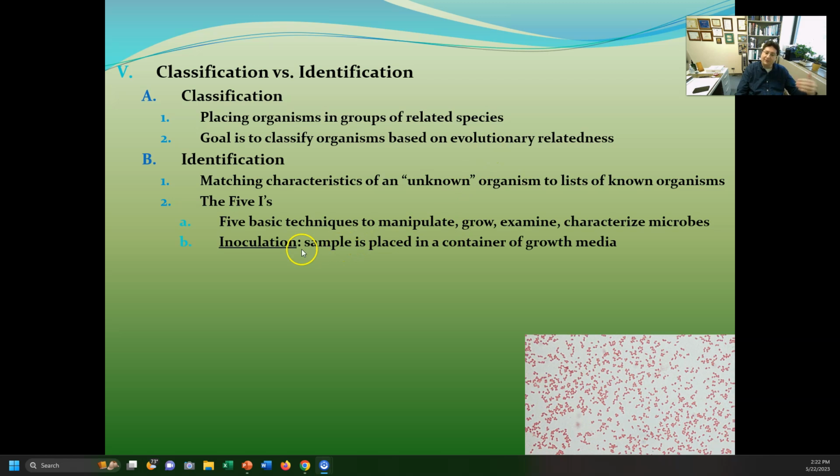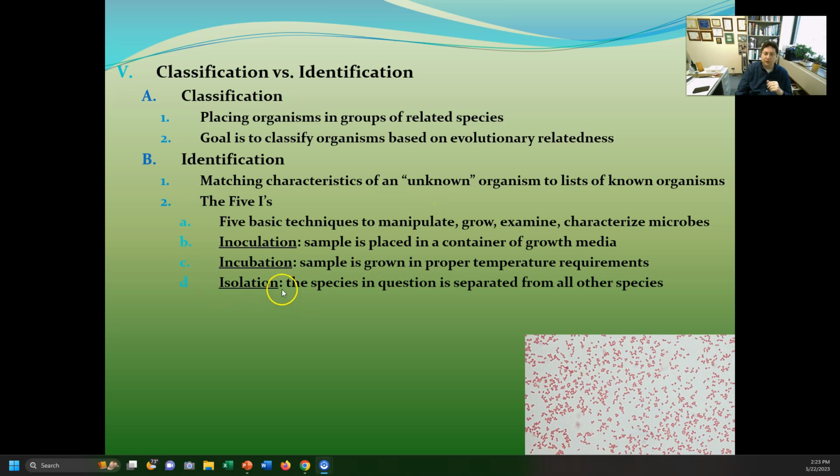So here are the 5 I's in the order that you would use them. Inoculation. First, we're going to take a sample of our unknown and place it into a container that has some material in it on which that unknown bacteria, or whatever microbe it is, can grow. That's called growth media. Then we're going to incubate it. Incubation is I number 2. We're going to let this grow under proper temperature requirements, which are usually a little bit warmer, so we often use an incubator. Then we're going to isolate.